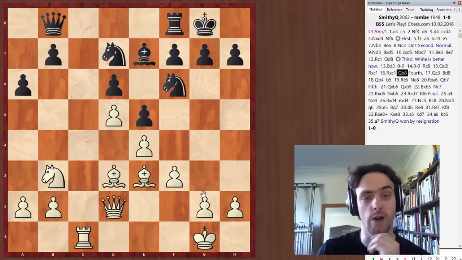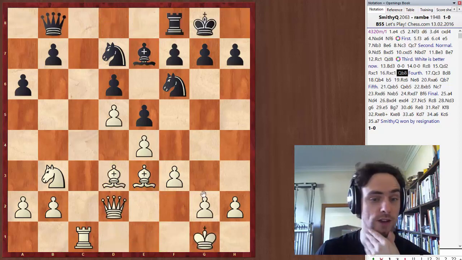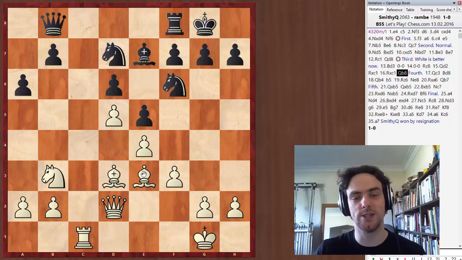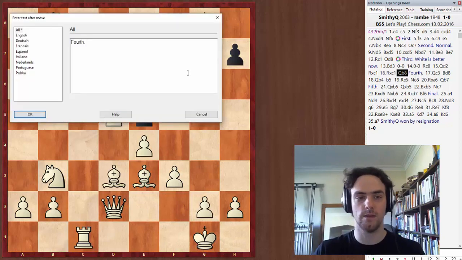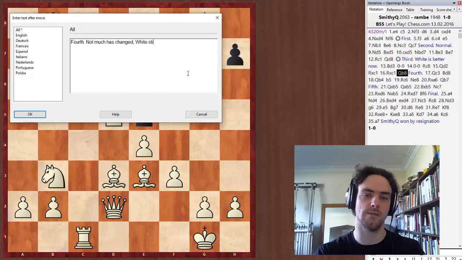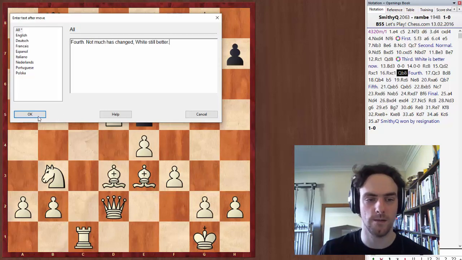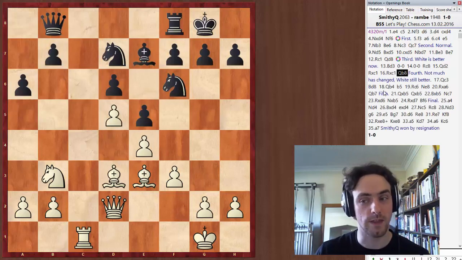So looking at white, it looks like white is just, again, fully developed. White is doing great. Is there anything more that we could really add? He still has the 2 bishops, still has control of the open C file, still has a space advantage. Position hasn't changed too much. So I think, is white still better? White's still better. So we can make a note here. Not much has changed. White's still better. Let's look at the next one.